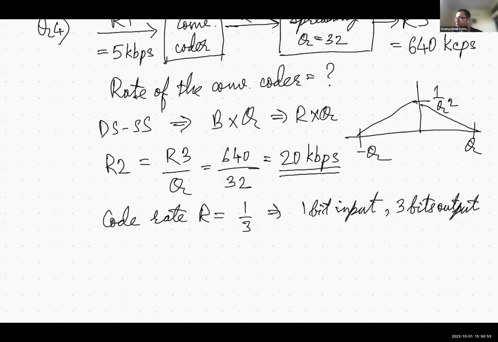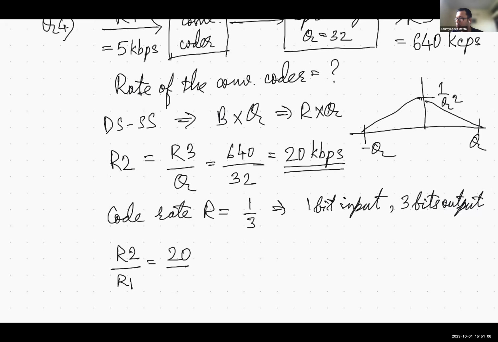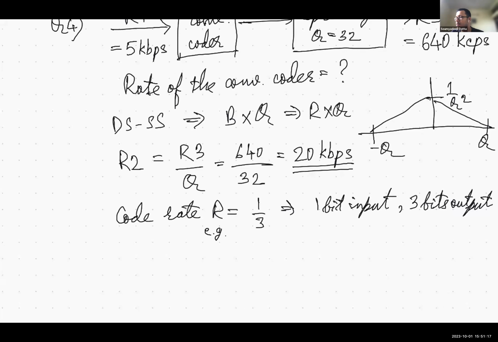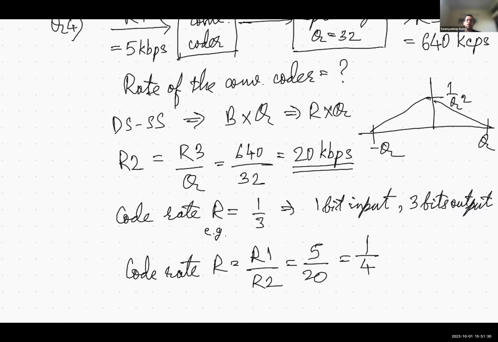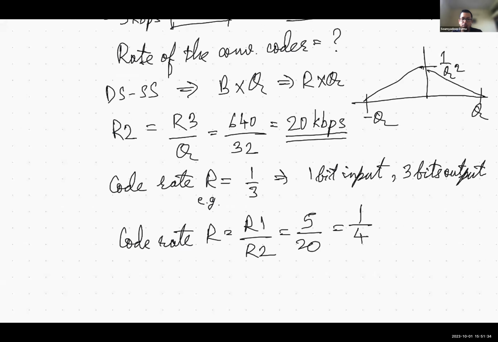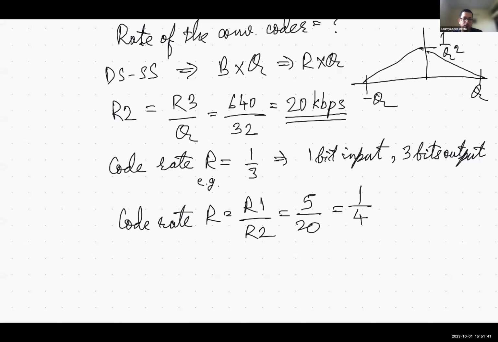So we know R2 and we know R1, right? So let us find out R2 by R1. R2 is 20 kbps and R1 is 4 kbps. Actually, let us do it the other way. This was just an example. In this case, the actual code rate R is nothing but R1 divided by R2. So that will be 5 by 20 equal to 1 by 4, right? Because for every one bit that is input, the output is 4 bits. So we should remember that. This is how you actually calculate the coding rate.